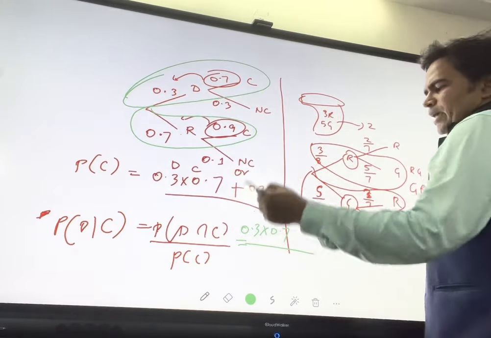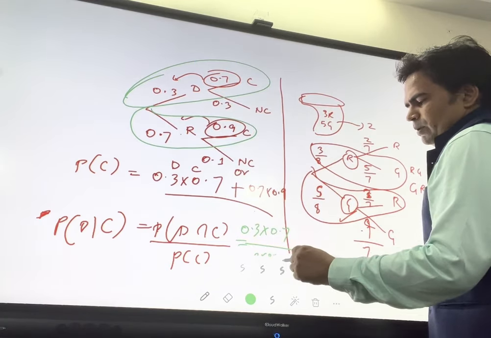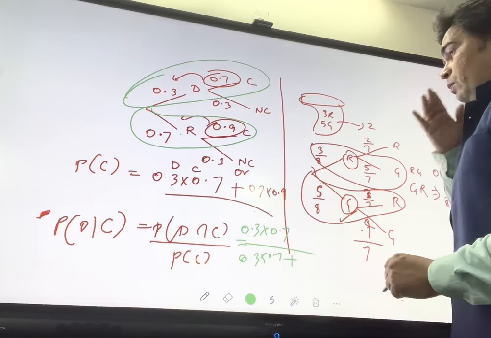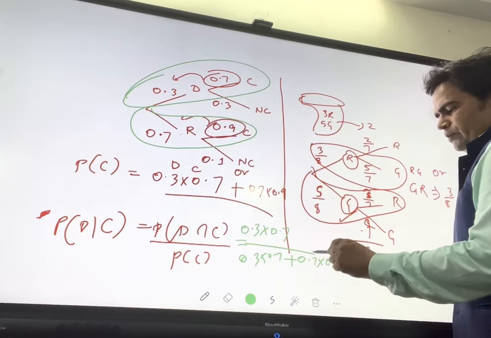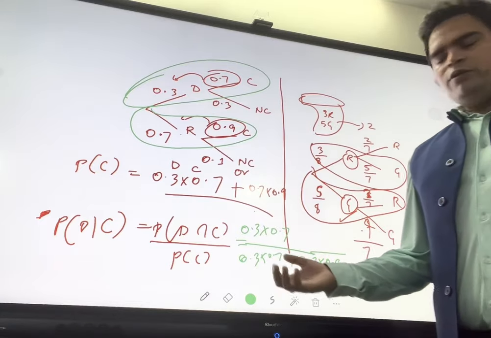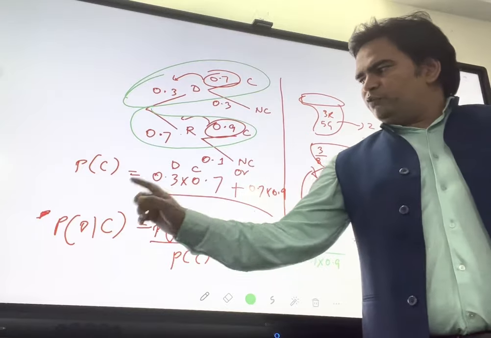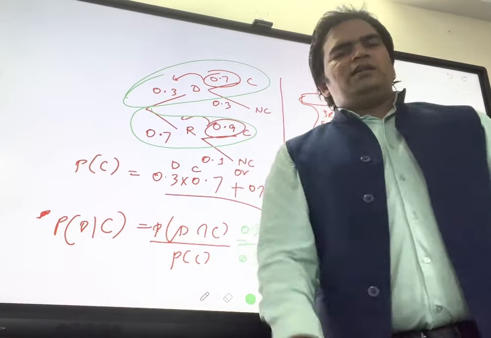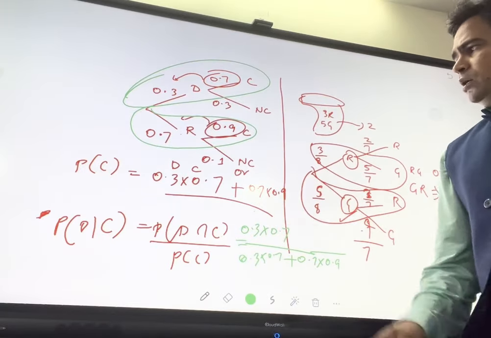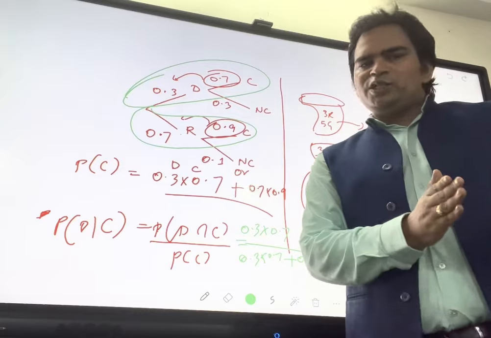Upon probability of cycling, which we already worked out. So probability of cycling is 0.3 into 0.7 plus 0.7 into 0.9. This is going to be the answer for dry day and cycling upon probability of cycling, which is also referred to as the probability of being a dry day given that the person went for cycling. So this is a simple probability question referred to as conditional probability.